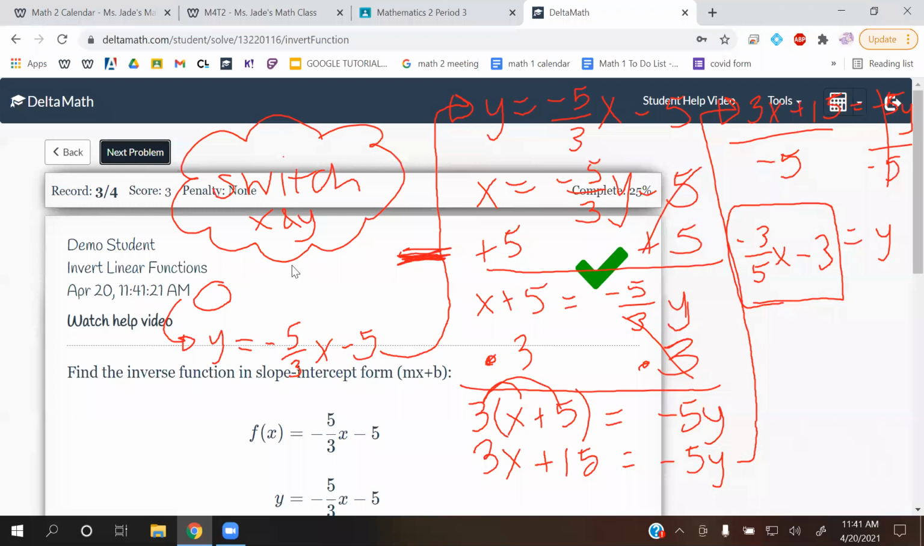All right, so let's go to the next category.